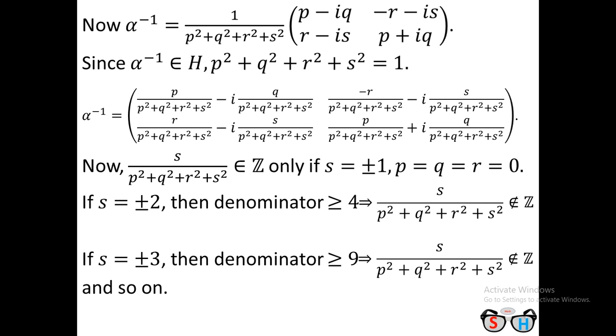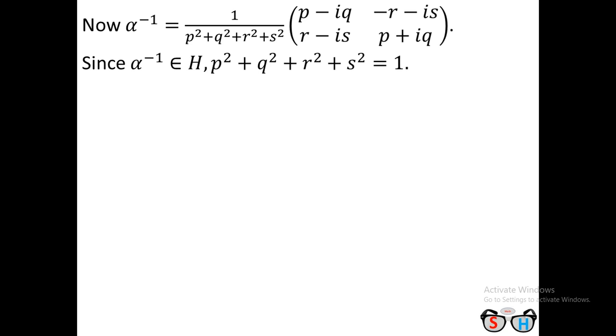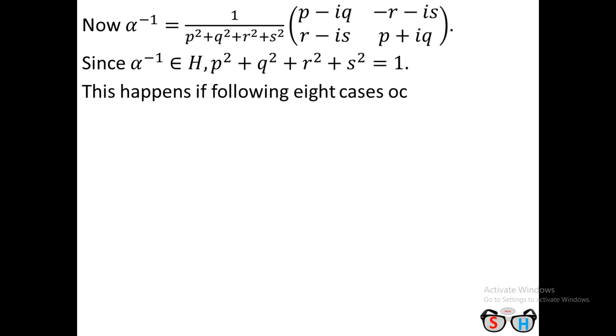The only possibility is s equal to 1, and in that case p square plus q square plus r square plus s square must be 1. So in a single sentence, alpha inverse exists if and only if p square plus q square plus r square plus s square equals 1. Now, what is the condition for which p square plus q square plus r square plus s square equals 1? There are 8 cases. This happens if the following 8 cases occur.